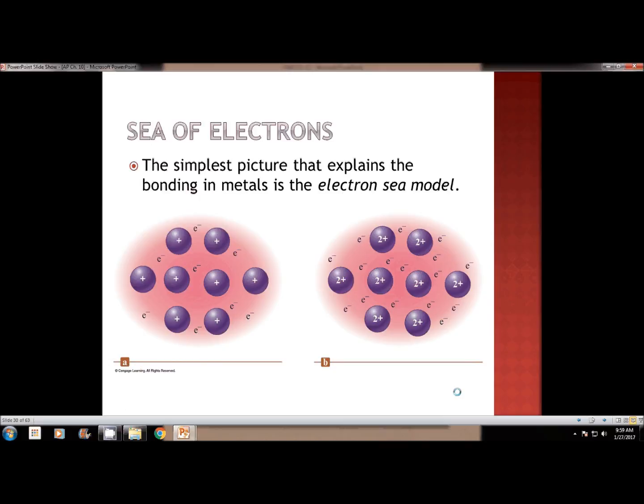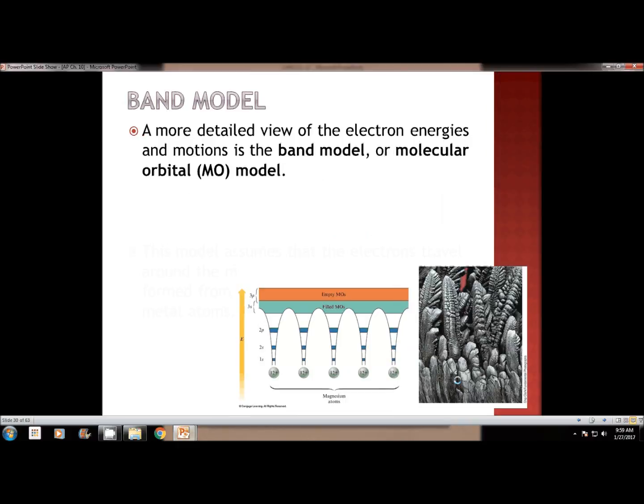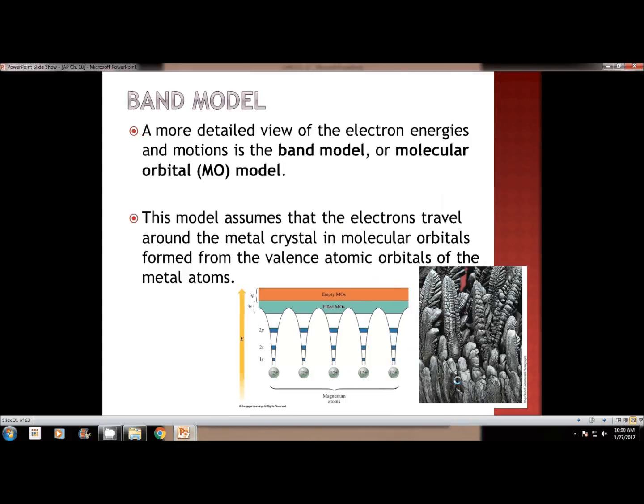This is why we propose that the metals are bonded with a sea of electrons model. So A is showing us an alkali metal instance because there's a +1 charge in the picture. And then B is showing us an alkaline earth metal because it has +2 charges, where the electrons are just kind of free floating around all of the protons there. And that's what makes that mobility of the atom so apparent.